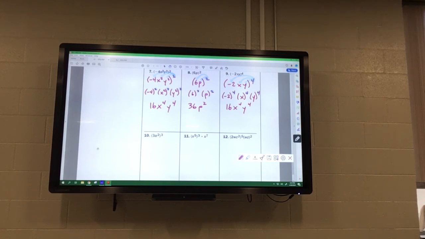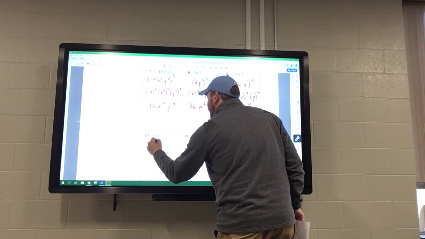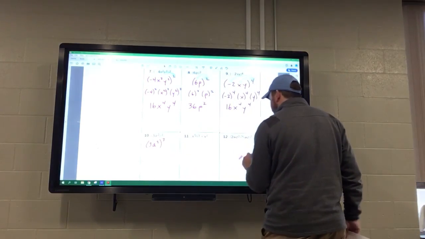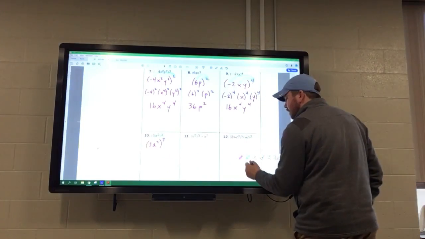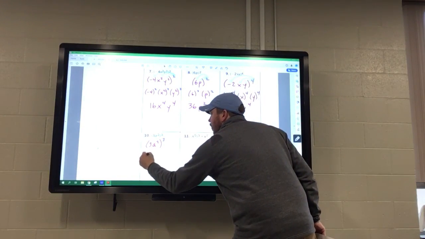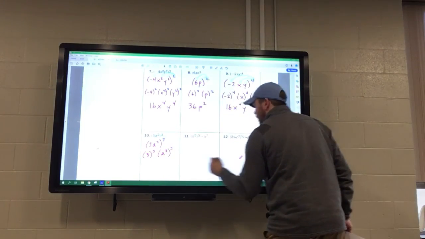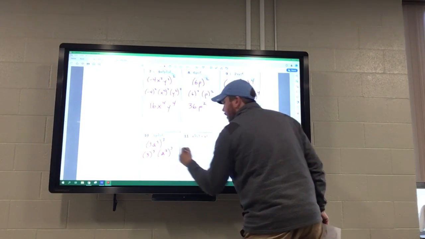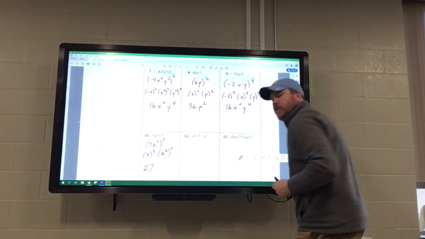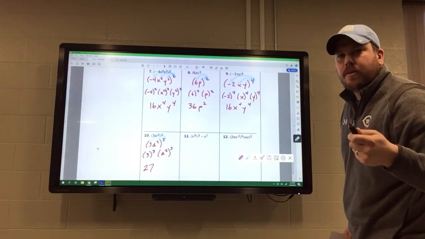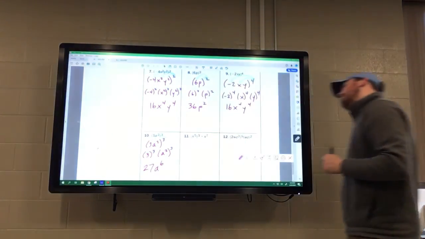Number 10. Here we have 3a squared to the 3rd power. We need to apply this 3rd power to every piece of our term. So I will have 3 to the 3rd power. Now I have a squared to the 3rd power. 3 to the 3rd power is 27. A squared to the 3rd power. When we raise the power to another power, we multiply the exponents, giving me a to the 6th.